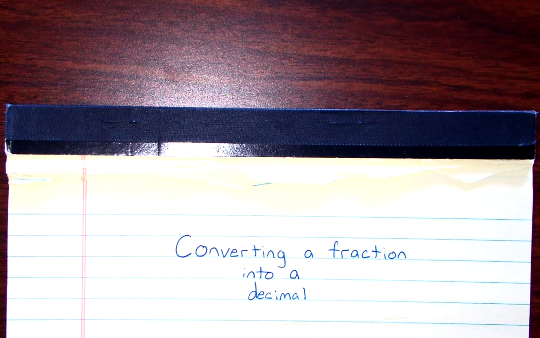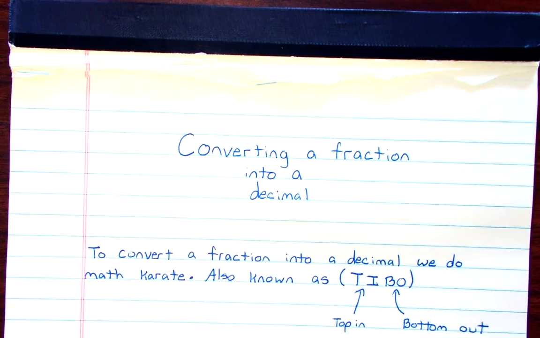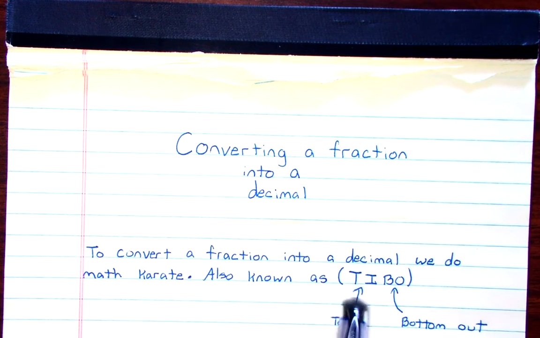Today I'm going to go over some notes and examples on how to convert a fraction into a decimal. Whenever you are converting a fraction into a decimal, we do something called math karate. It's also known as tie-bow. The tie stands for the top in. The bow stands for bottom out.